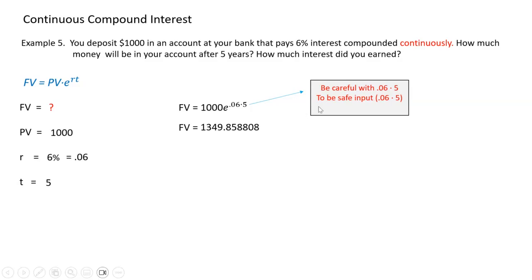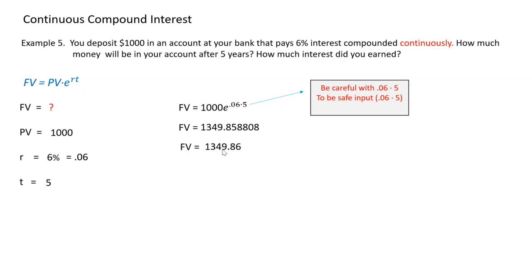$1,349.86. Because if you notice, it's a little bit more than compounded quarterly. Okay, what does that mean? That the more times it's compounded per year, the more money you're going to get. And the least amount of compounded per year, the least money you're going to get.